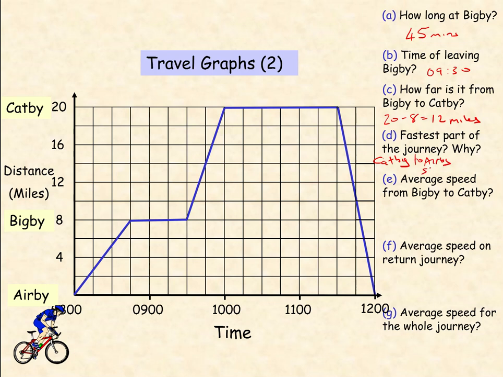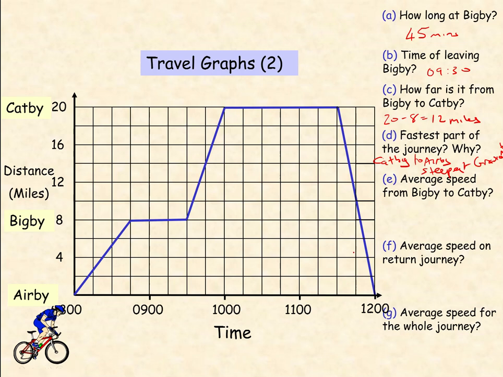And it's the steepest gradient. And the average speed from Big B to Cat B. So from Big B to Cat B, the average speed.